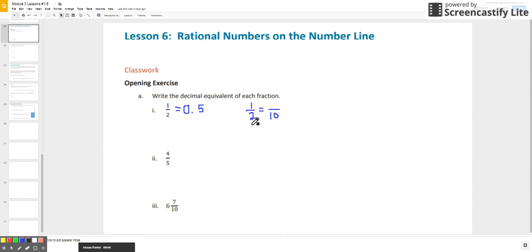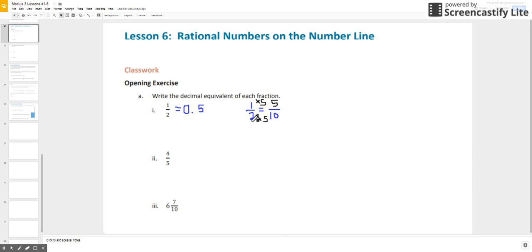So if I change the bottom to be 10, then I can change the top, and that top portion goes in the tenths place. So of course I multiply both top and bottom by 5 in this case, because 2 times 5 is 10, and the top is of course 5. So remember, we read this fraction as 5/10. So of course this decimal is also known as 5/10 or 0.5.